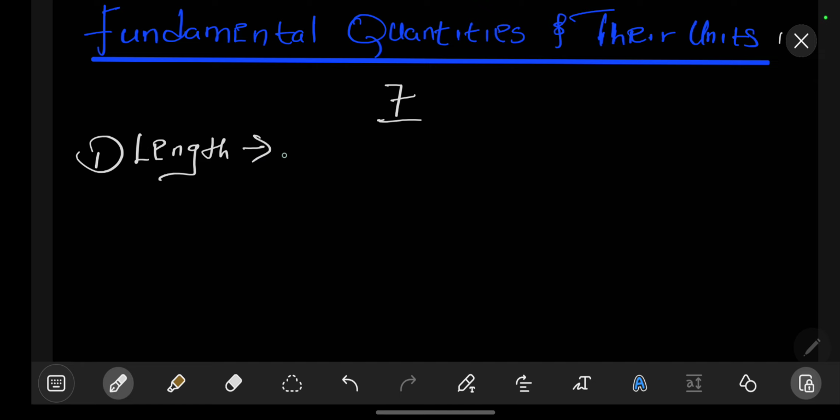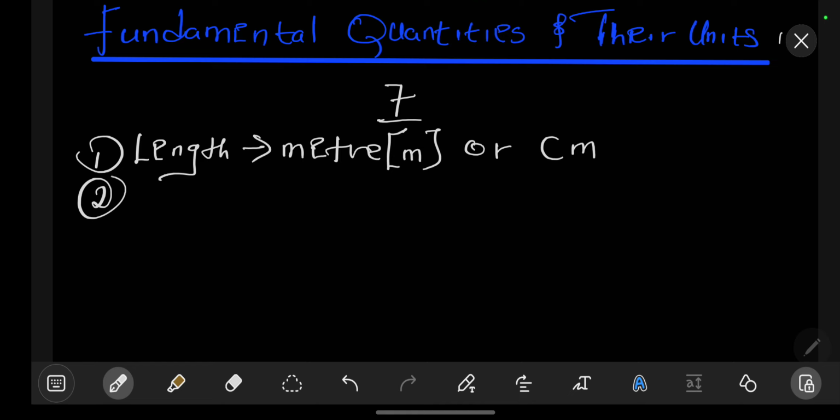The unit for length is meter, and the symbol for meter is m. By the way, length can also be in centimeter. So you can have length in meter or in centimeter. Now the next fundamental quantity you have to understand is mass.